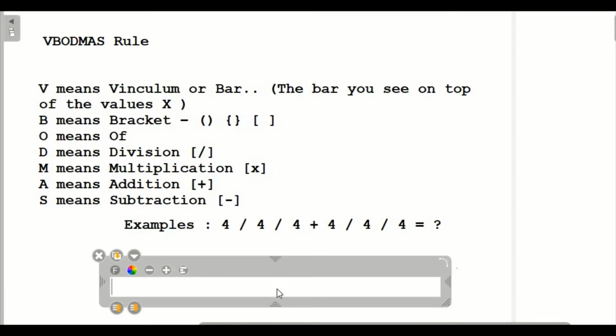So here we have the example. How do we have to solve it? First you have to check for the value with the bar underlining it. No, we don't have that. Then we move to the bracket. We don't have a bracket. So then we have to go for the order.